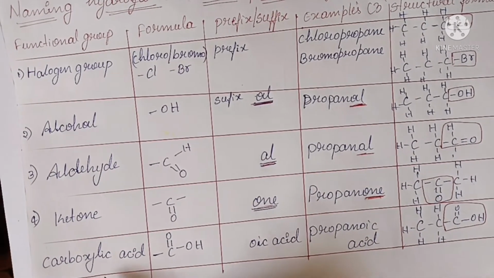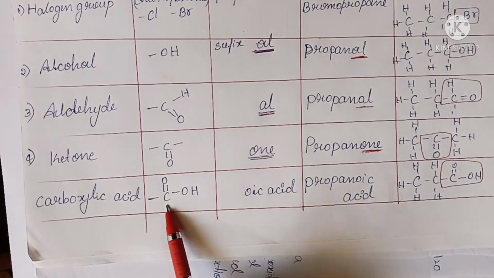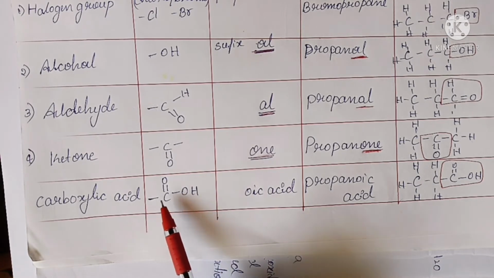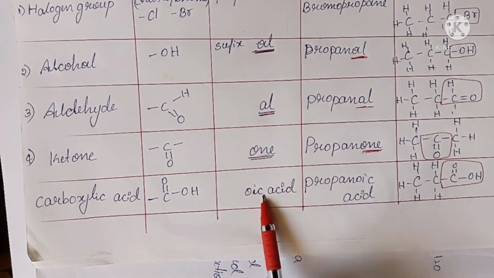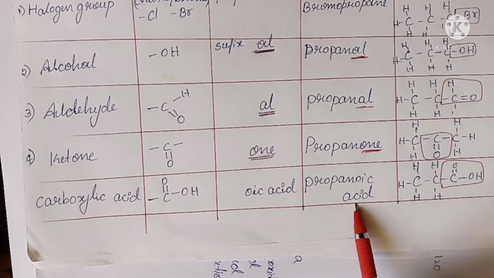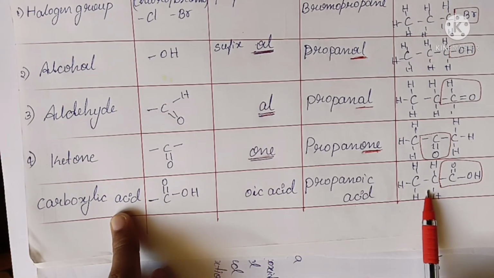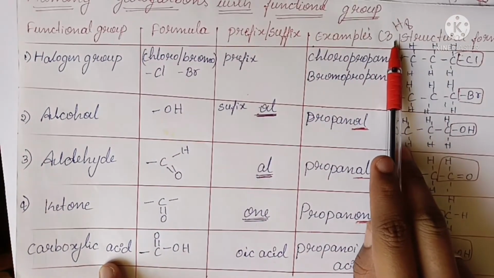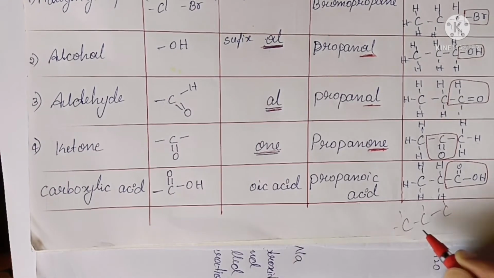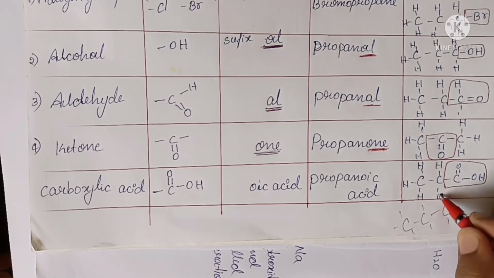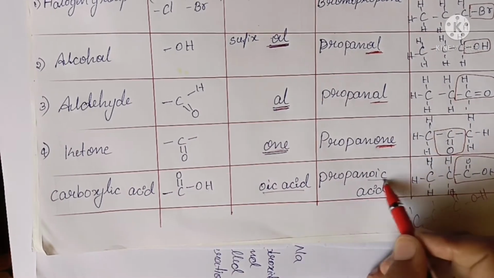And the last one is the carboxylic acid. Here the carboxylic acid functional group formula we write as bond C double bond O bond OH, and we mention it in the suffix form, that is OIC acid, so propanoic acid. Just have a look at how to attach the carboxylic acid to a hydrocarbon. This is how propane is written, right? For this propane I am going to attach the carboxylic acid as I mentioned here. See, OIC acid and OIC acid.